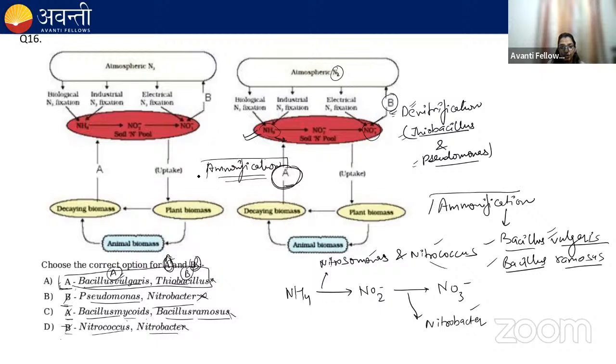Remember that A denotes ammonification and B denotes denitrification, and the bacteria involved in ammonification and denitrification. Okay.